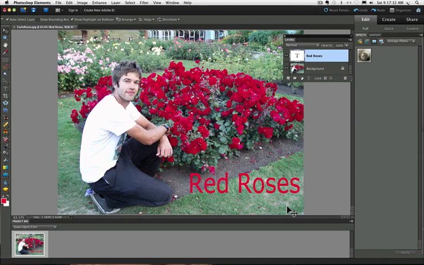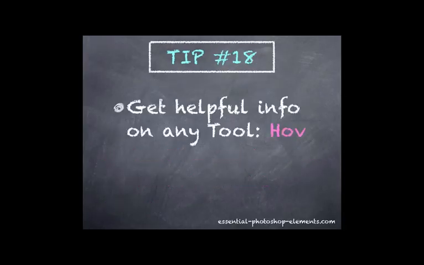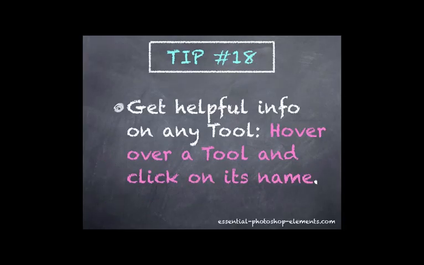For our next tip, we'll get away from the type tool and look at a feature you can use for all tools. It's tip number 18. And tip number 18 is get helpful info on any tool by hovering over a tool and click on its name.